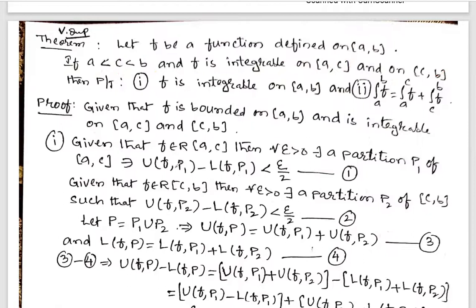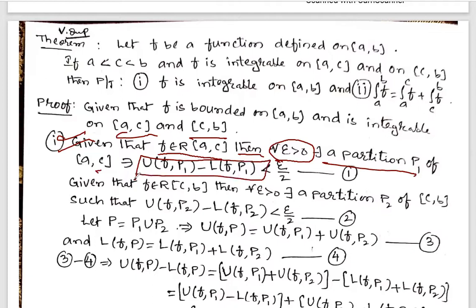So first, what is it that you have to do? Given that it is bounded and it is also integrable on these two intervals, right? So given that, what is it that they gave? F belongs to R over [a, b]. Then for all epsilon greater than 0, there exists a partition. You got to write the Riemann integral's definition.